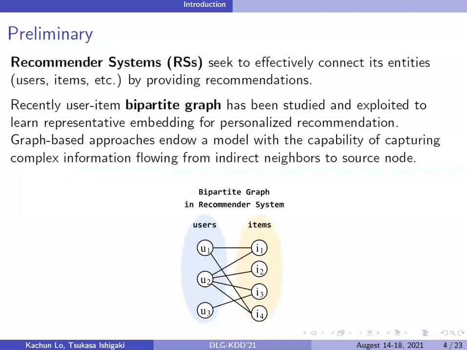Our work is about building a recommender system, and recommender systems seek to effectively connect these entities, whether it is a user or an item or other information, by providing recommendations. Recently, the user-item bipartite graph has been studied and exploited to learn representative embeddings for personalized recommendation. Especially, graph-based approaches involve a model with the capability of capturing complex information flowing from indirect neighbors to the source node.